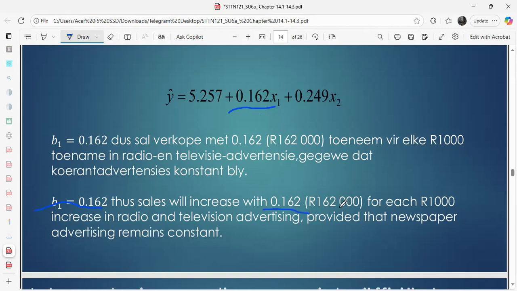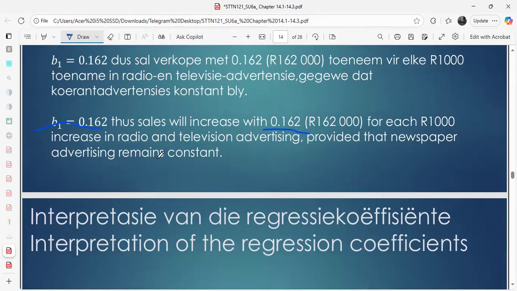Then we convert it to 1,000. For each 1,000 increase in radio and television advertising, the sales will increase, and the reason we said increase is because it's positive here, provided that newspaper advertising remains constant. That's how you interpret the value of B1, but it's very important to check if it's negative or positive. Here it was positive.